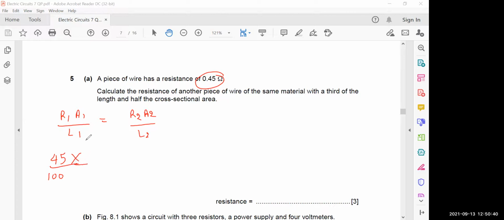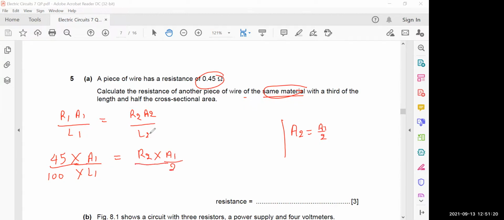What about the area A1? I will take it as it is, and its values are not given. Length I will take, that is not given, so I will consider the length of the wire. They are talking about L1. What about the R2? We have to calculate this R2. In the second area of cross section, they said calculate the resistance of another piece of wire with the same material and with 1/3 of the length and half of the cross section area. Half of the cross section area means that this A2 is half of the A1. That is the meaning. Half of the A1. So you can write A2, that is equal to A1 by 2.